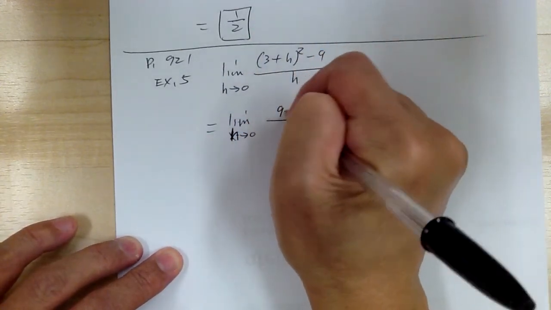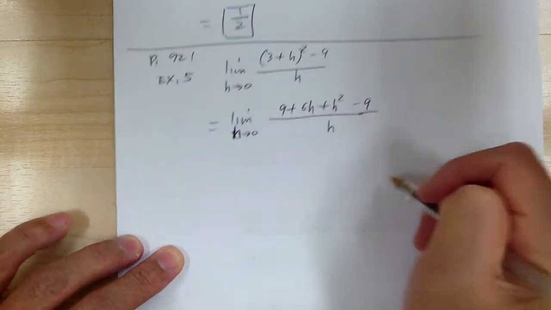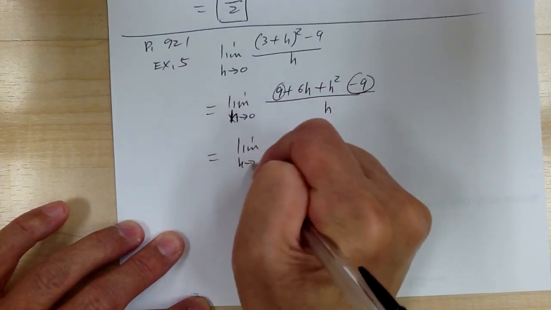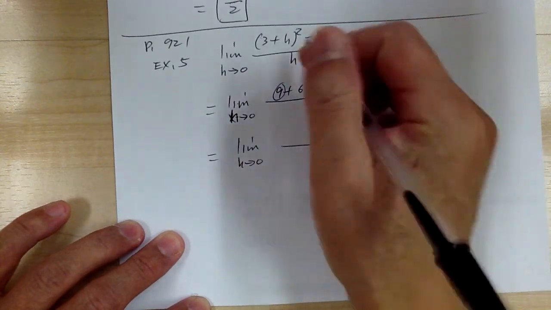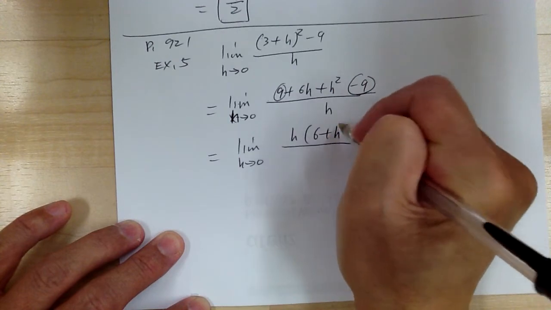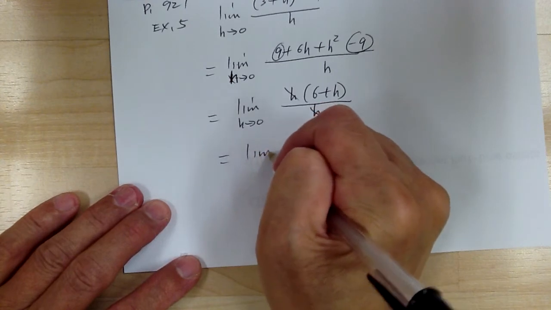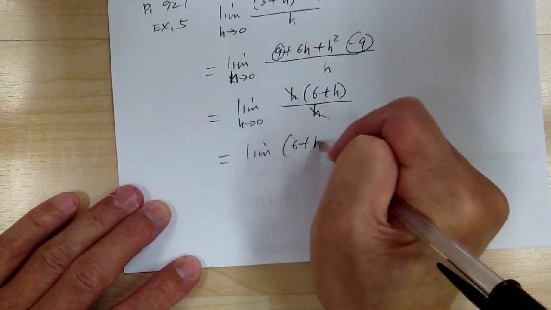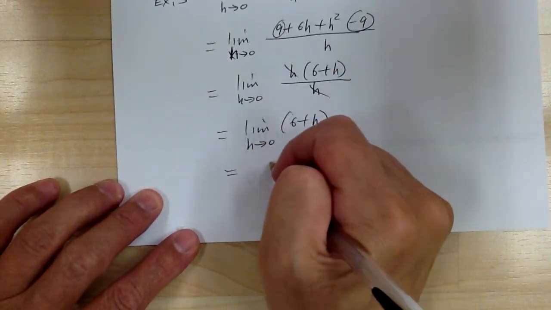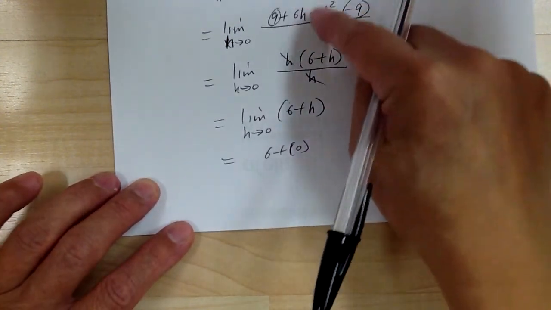So multiply, you get 9 plus 6h plus h squared minus 9 over h. And notice this will cancel out. So this one you can factor out the h, you get 6 plus h over h. Now this can cancel out. So this becomes the limit of 6 plus h as h approaches 0. So now you can substitute. So this will equal 6 plus 0. Right? I can substitute.